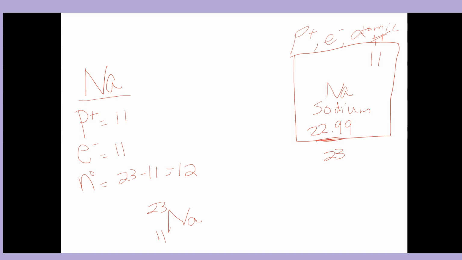Now, to write the isotope notation, it's real simple as well. You're going to write the chemical symbol dash 23. What both of these notations have in common is the mass number, the 23. But how they're different is that the atomic notation requests that you write the atomic number.